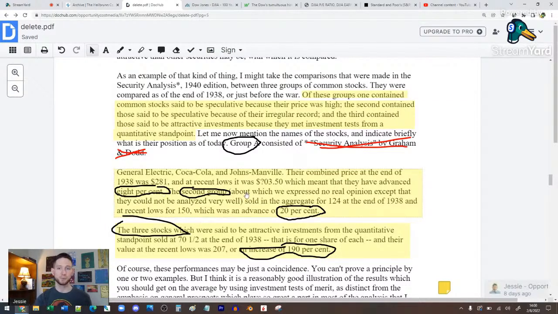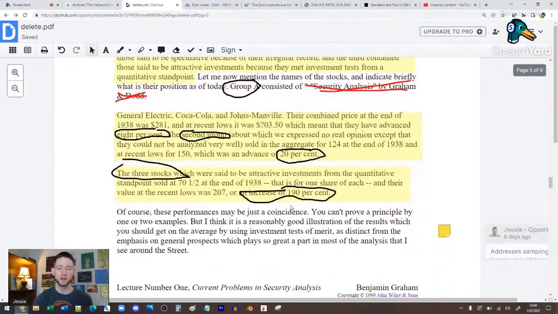And then you have the second group, which had the irregular record, which went from 124 to 150, an advance of 20%. And I'm assuming these are total returns, which is just take how much you ended with minus how much you started with to get a profit, and then divide it by what you started with. Then you have the third category, which is the attractive security analysis, and they went up 190%, which is pretty remarkable. But like I said before, him pulling out little bits of stocks could be a sampling bias, right? And I said that in my little note right here, but he goes on and addresses that, and I thought that was awesome.